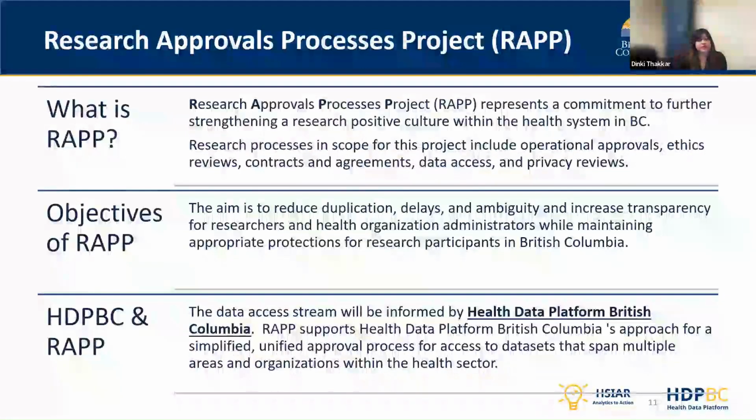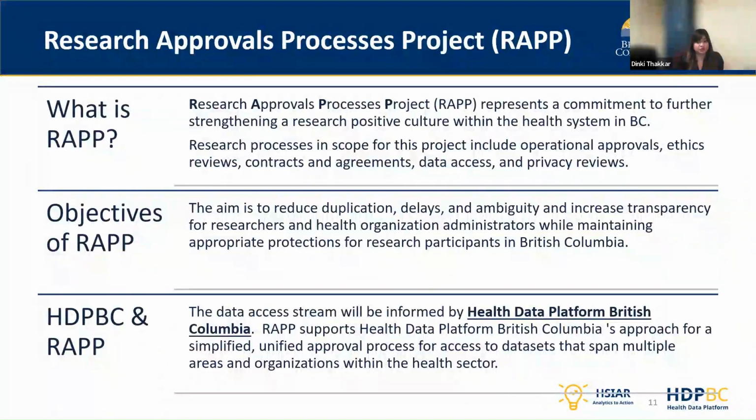RAP is committed to strengthen a research positive culture within the health system in BC. Overall, the scope for the project focuses on three primary areas: operational approvals, ethics reviews, and data access. Again, the objective for the initiative and the main focus is to reduce duplication, delays, and any ambiguity for researchers and health organization administrators alike.